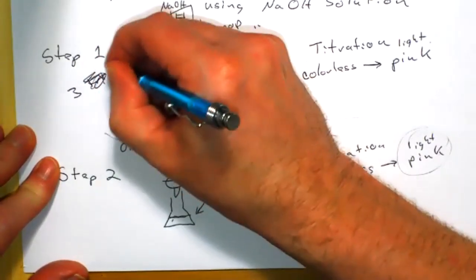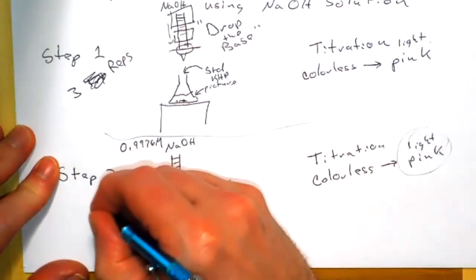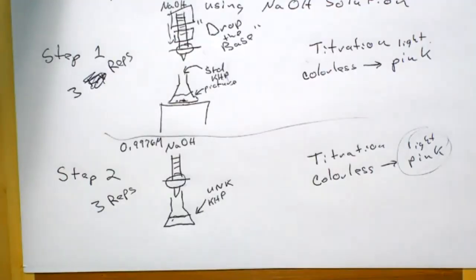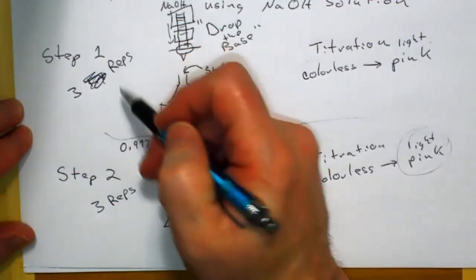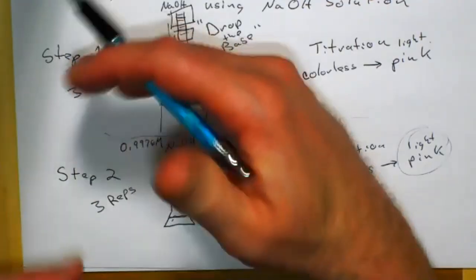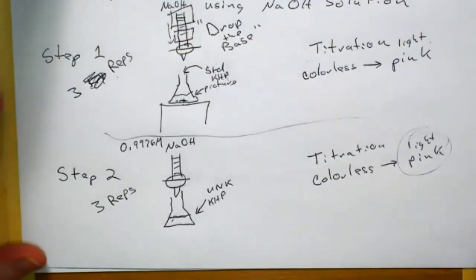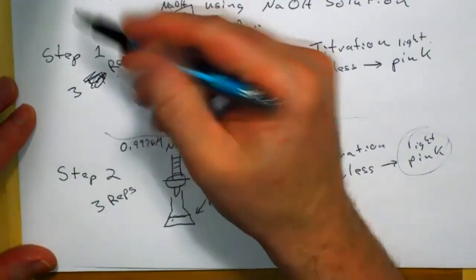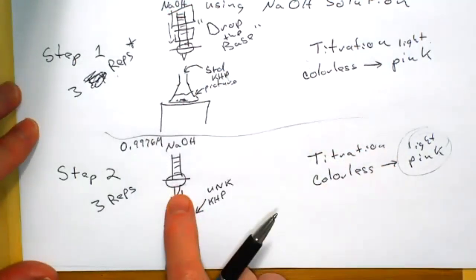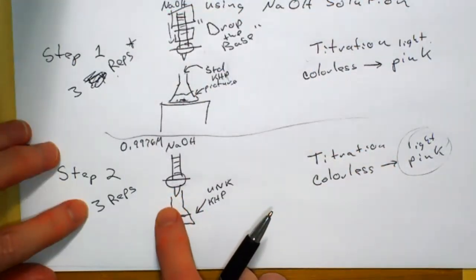3 reps and 3 reps. Okay, some people, it's your experiment. You can do 1 rep and 10 reps, or you could do 2 reps, but they're equally important. So the first day, we definitely want to finish at least 3 reps on step 1. That leaves the whole second day to do 3 reps of 2.